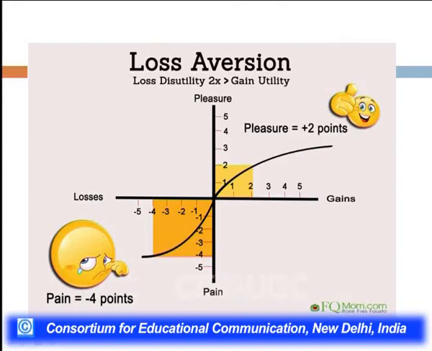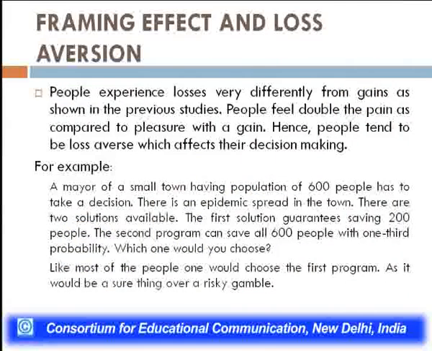As you can see here, the pleasure or the utility or the value which you assign to a certain amount of gain is, let us say, 2 points. With the same amount of money lost, you give the value of, let us say, minus 4 points. So, usually double the amount of gain will make you indifferent to any situation of loss which you see in your life.